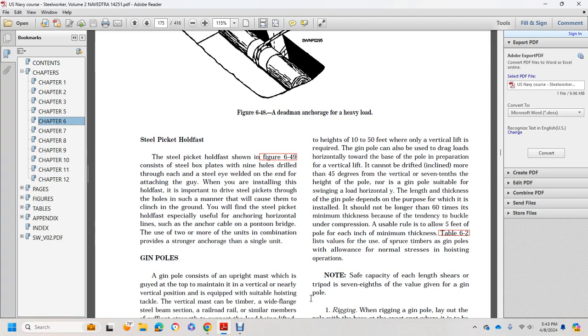Steel picket holdfast, shown in Figure 649. Stiff with the steel box plate with a 9-hole drill, with the steel eye welded to the end of it for attaching the guy when you install the holdfast. It is important to drive the steel pickets through the holes with the touch of the man, covering them with the clinch of the ground.